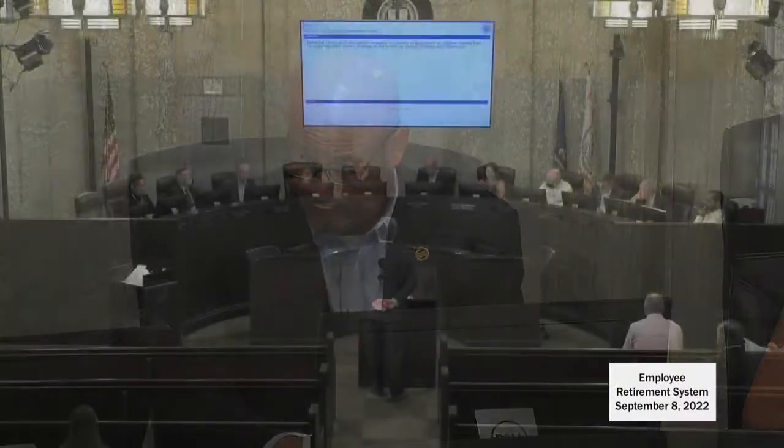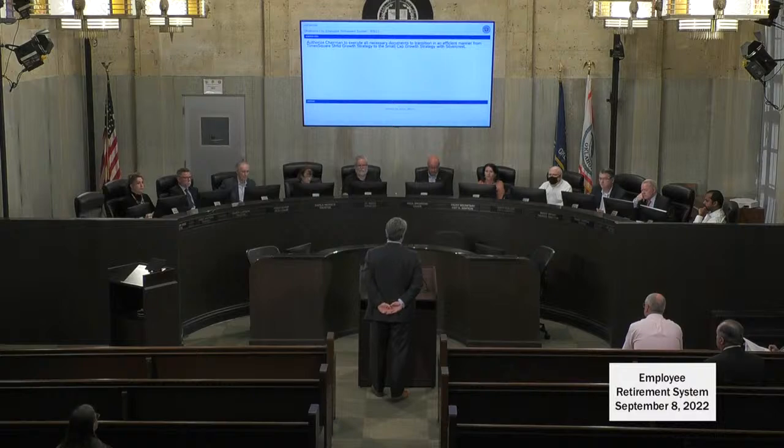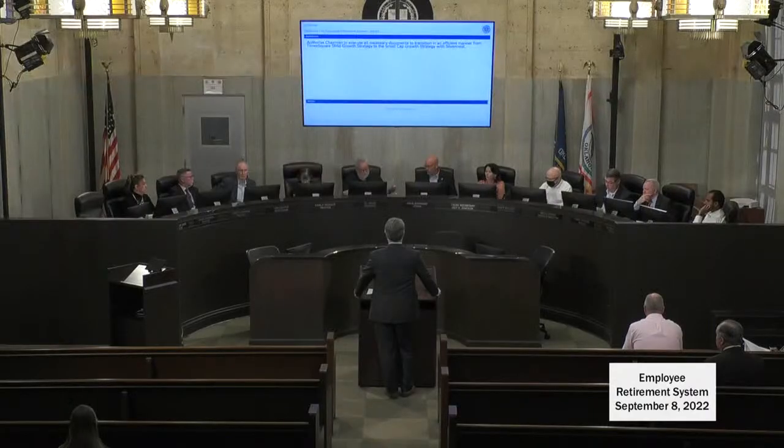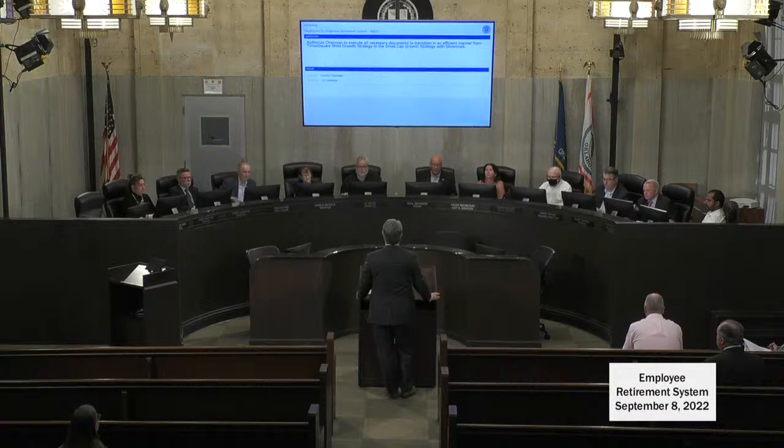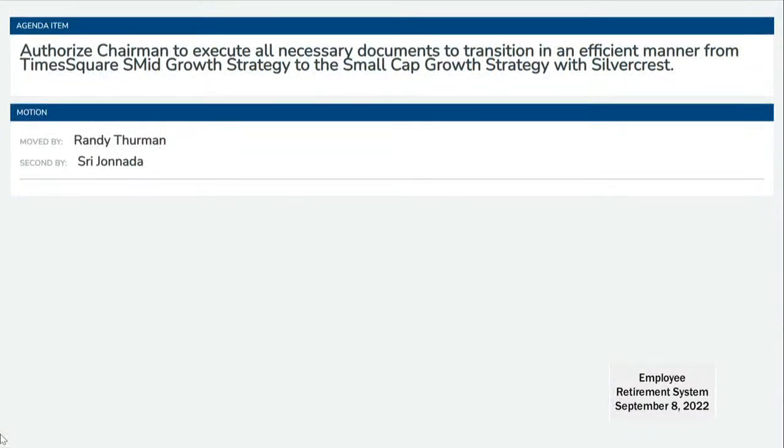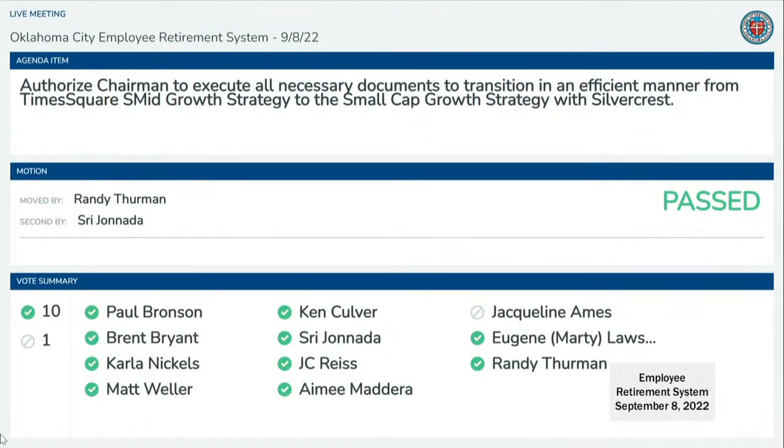And finally, item 11D is to authorize the chairman to execute all necessary documents to transition in an efficient manner from Times Square small mid growth strategy to small cap growth strategy with Silvercrest. Again, this is to affect delegating the administrative authority to affect the decisions that were made at last month's meeting to move from Times Square to Silvercrest. Any questions on this one? Hearing none, Chair will entertain a motion. Have a motion and a second. Record your vote. Item is approved.